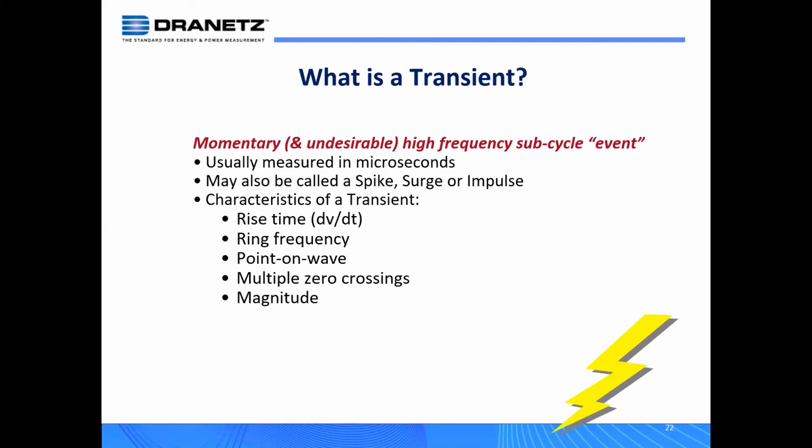So let's go through this list, and we're starting with transients, and then we're going to go to what we call RMS events. We're going to start from those that occur the fastest in time or over the shortest duration, which is a transient, and then we'll go along and talk about the RMS variation. So what is a transient? We'll see a picture of this in a few minutes, but it is a momentary and, of course, undesirable high frequency event.